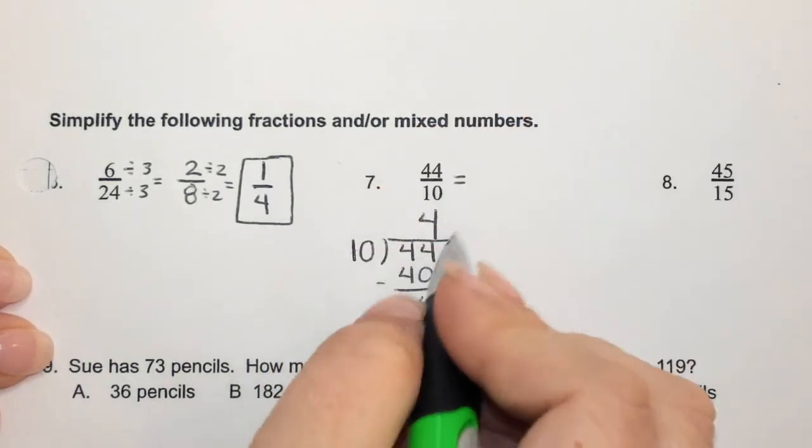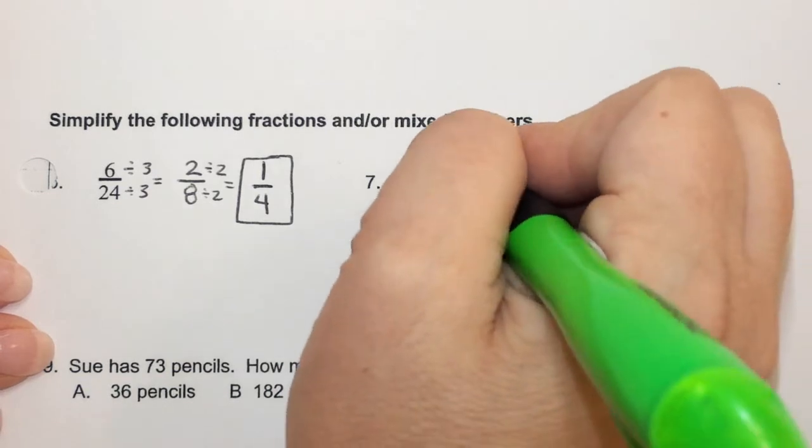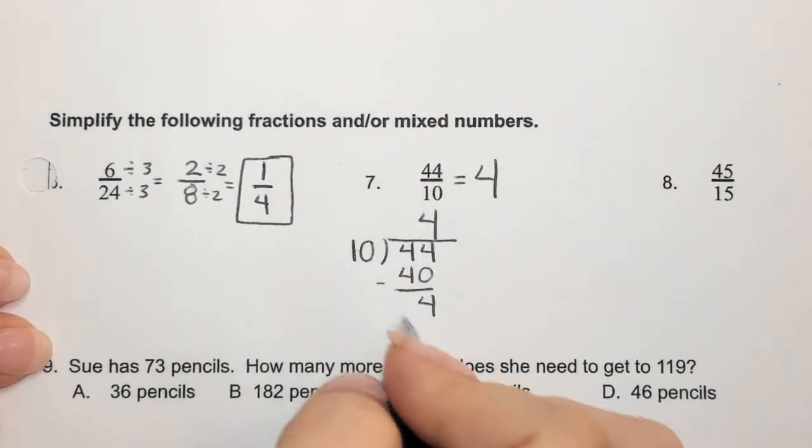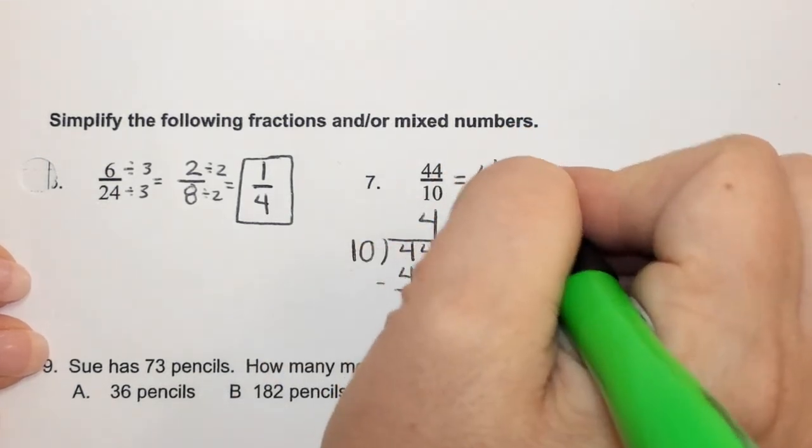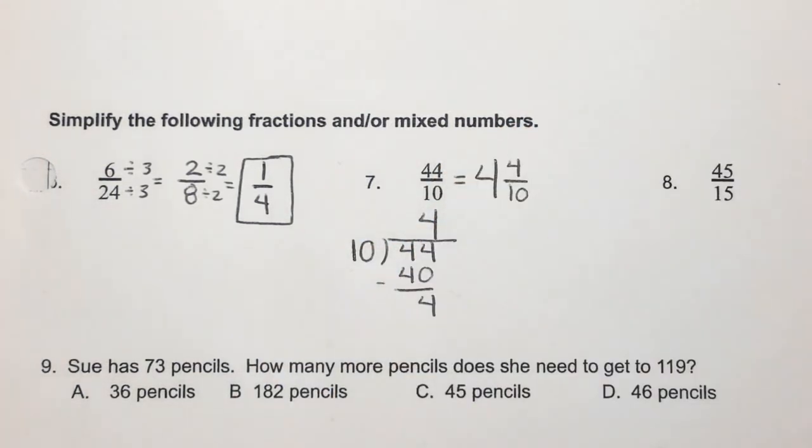So my big number is 4. How much was left over? 4, so that goes on the top. And what's going to go on the bottom? 10 still. Okay, can I keep going, Jakaria?